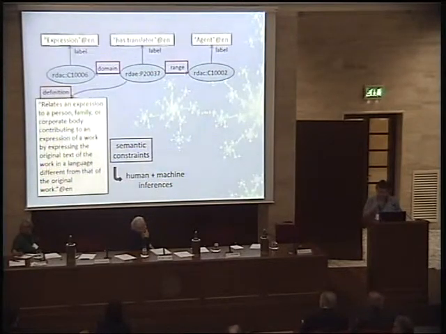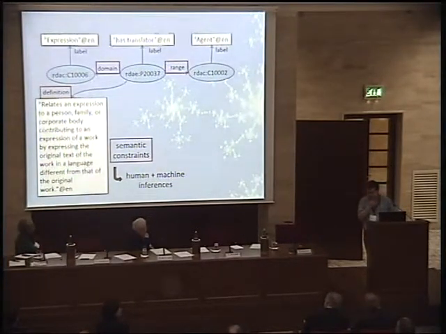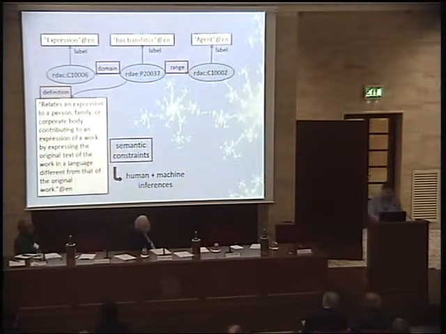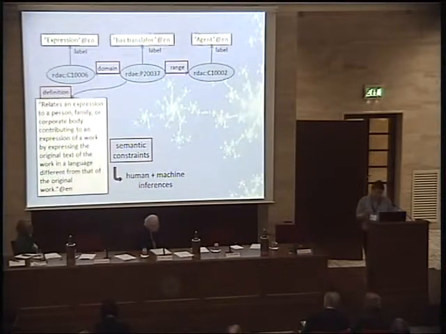The semantic constraints, therefore, are a mixture of human and machine inferencing. Human inferencing is a mystery to all humans. We don't know how we think. Sometimes we don't even know why we think. Machines, of course, are a lot dumber and therefore can think better, but only in a very, very, very limited way. So these semantic constraints are a mixture of human and machine stuff.